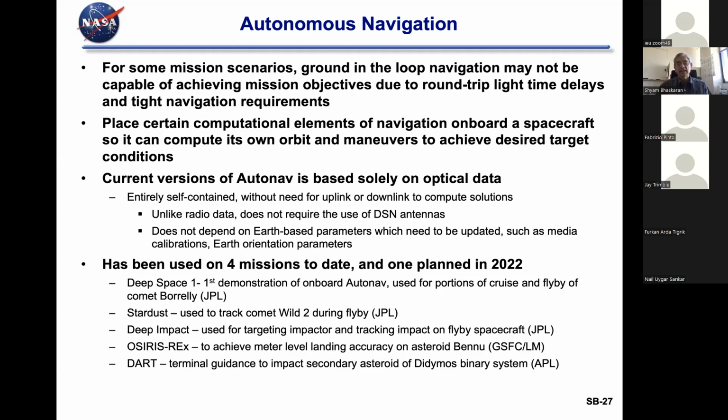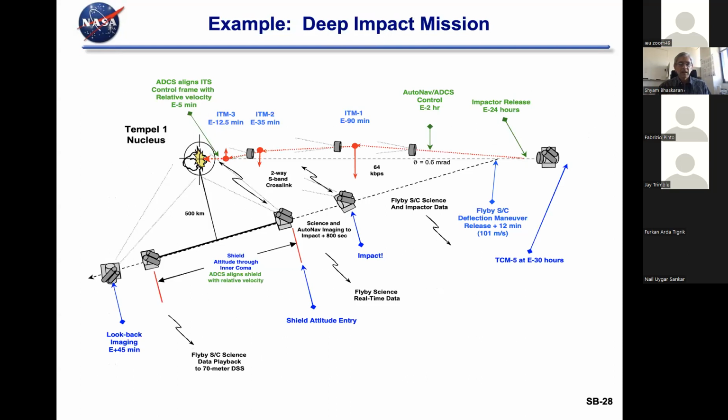So these are all examples of what onboard autonomous navigation does. I'm going to go back to the Deep Impact example. The Deep Impact spacecraft were two spacecraft: a mothership and an impactor. A day out prior to the impact of Comet Tempel 1, the mothership released the impactor and diverted itself to do a flyby so we could actually watch the impact.